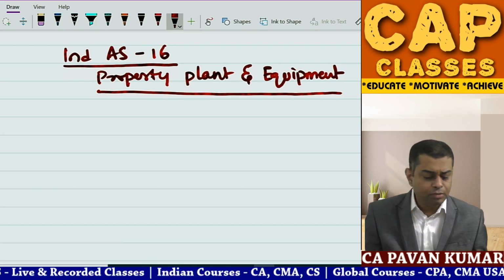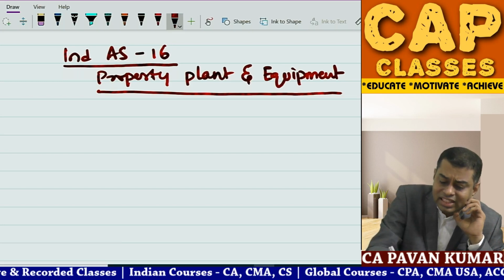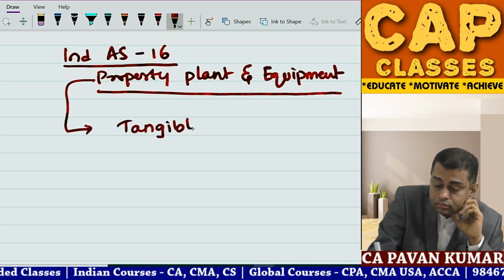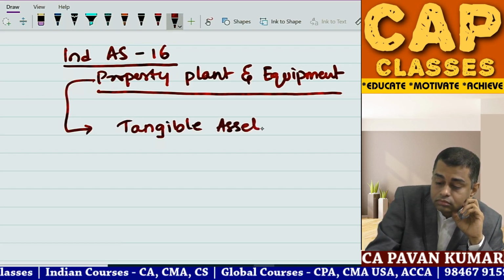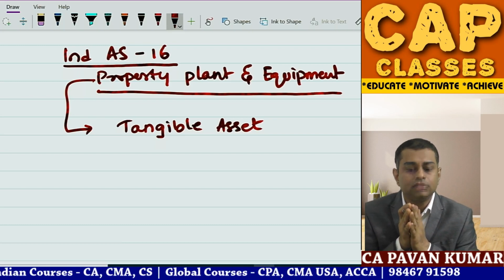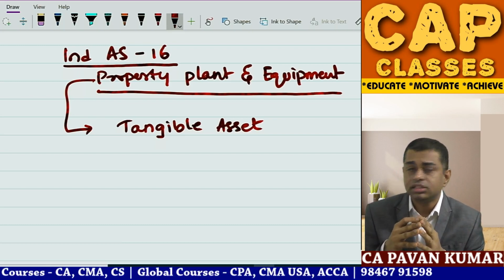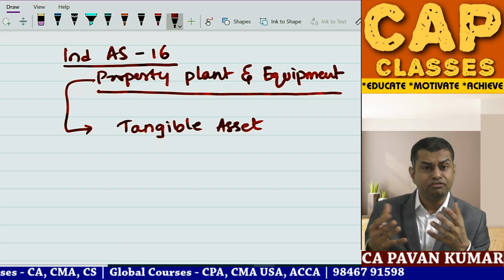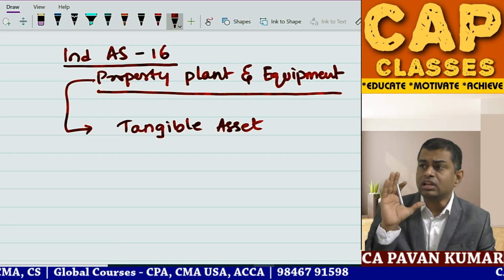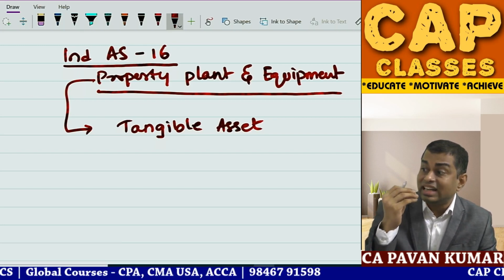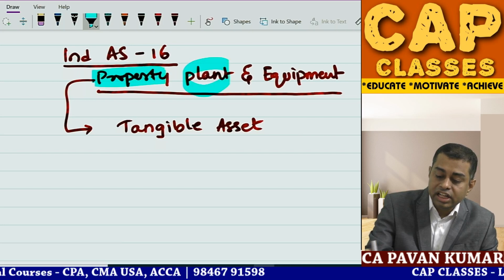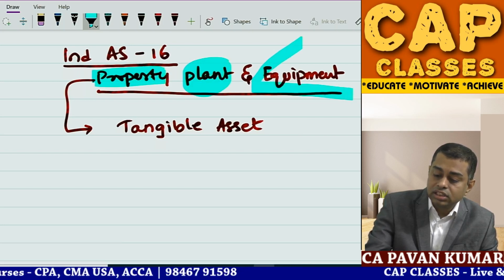So basically, what is property, plant and equipment? It is nothing but a tangible asset. You call it land and buildings, plant and machinery, furniture, fixtures. If you look at the title, there are three words: one is property, one is plant, one is equipment.